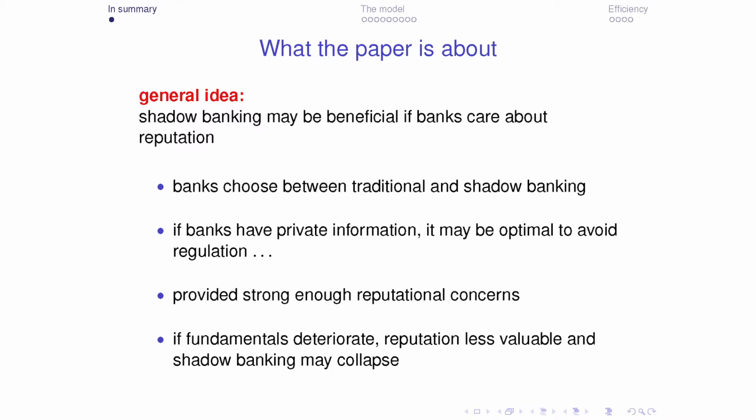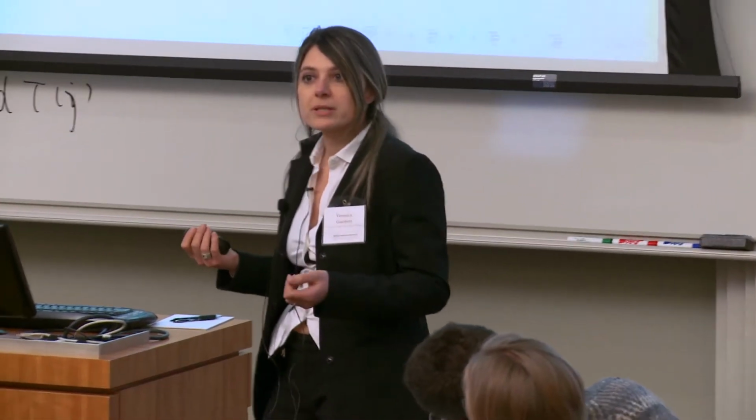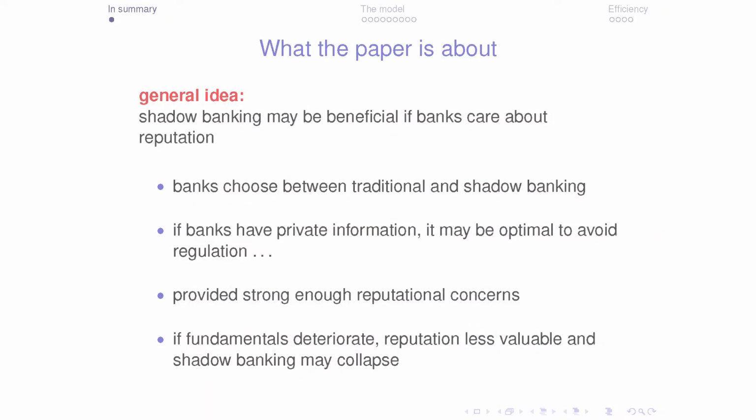Now, given that this is a conference on fragility, the fragility kicks into the model in that these reputational concerns may suddenly become very small if there is a fundamental shock to the economy, or bad news, or something that hits the economy and makes reputation less valuable. In that case, we may shift from a situation where lots of banks participate in the shadow banking system to a situation where we go back to the traditional banking system, and this is sort of the fragility in the model.